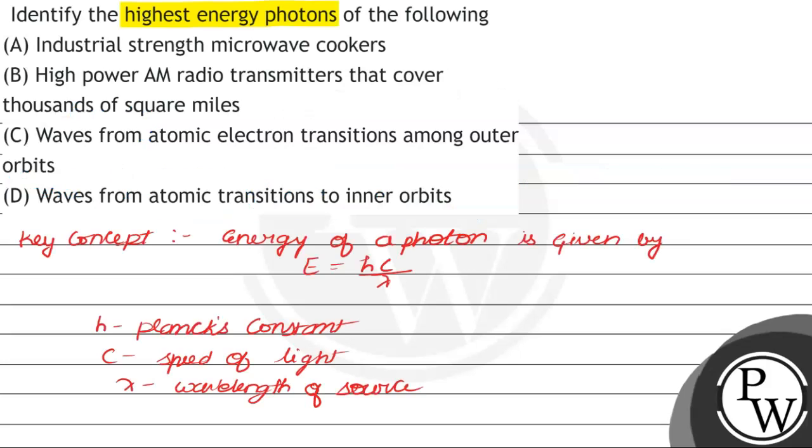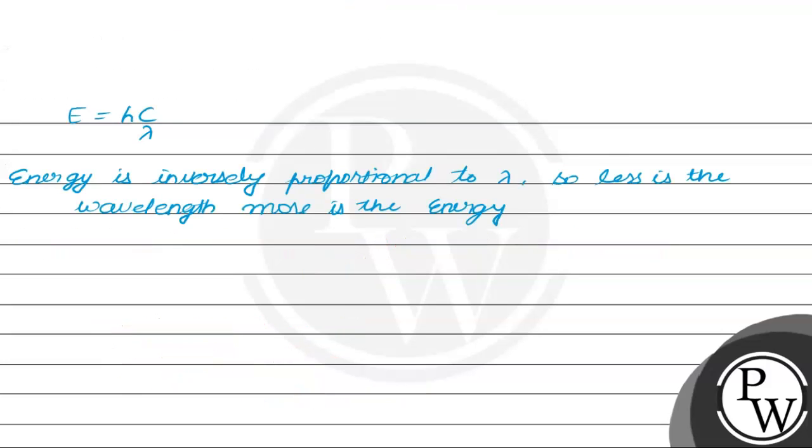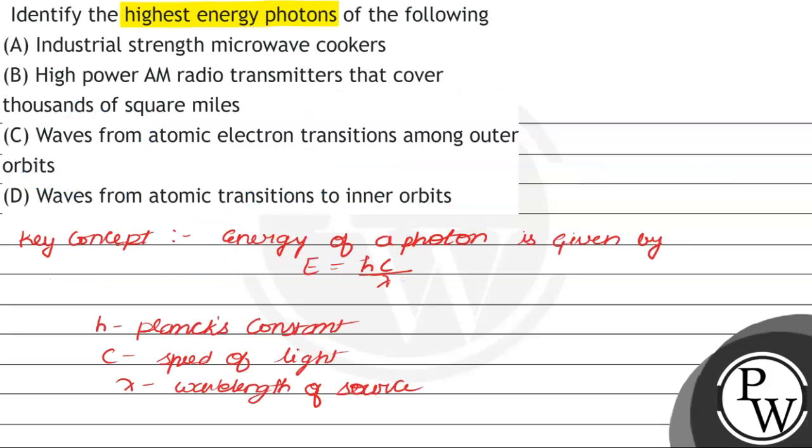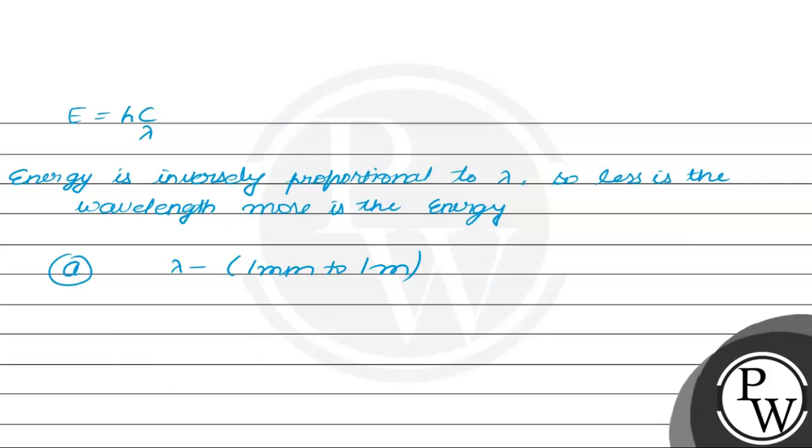So, students, option A says industrial strength microwave cookers. The wavelength of microwaves is of the order of 1 millimeter to 1 meter. Option B says high power AM radio transmitters that cover thousands of square miles. So students, radio transmitters transmit signals in the form of radio waves whose wavelength is greater than 1 meter, and this lambda range is for microwaves.